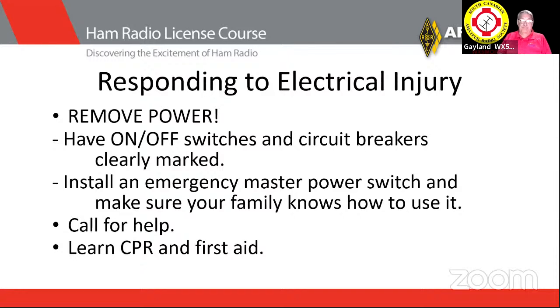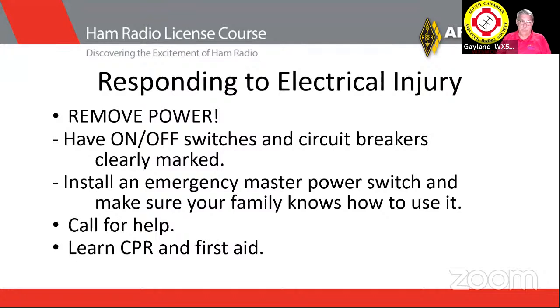If you do have some sort of issue, remove the power, turn the power off, unplug it. Make sure your switches and your circuit breakers are clearly marked.